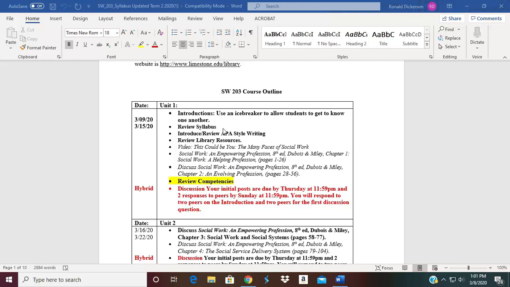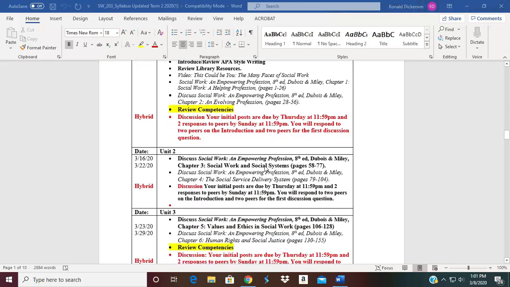So just be mindful of that and make sure that you do that on time. And we'll talk a little bit about that when we get into Blackboard, okay? So let's look at Unit 2.